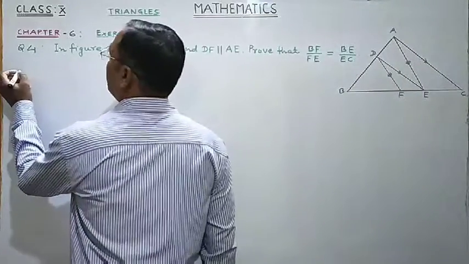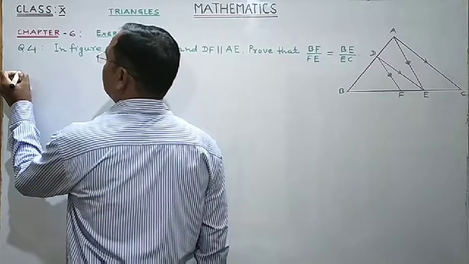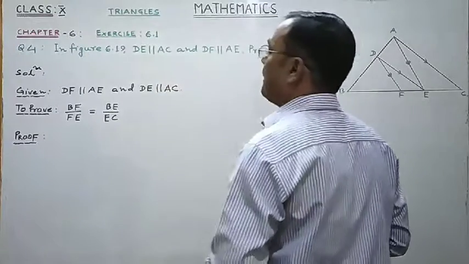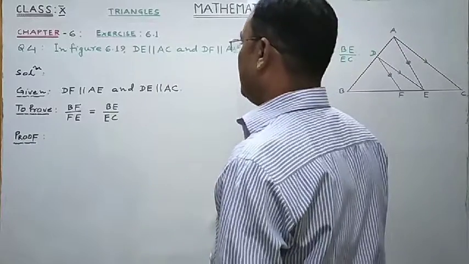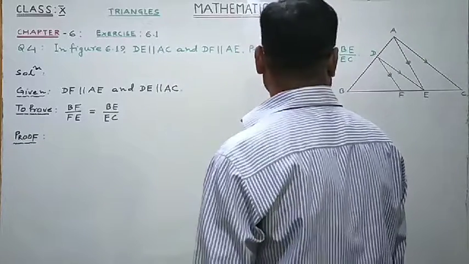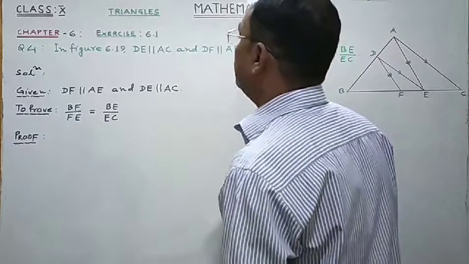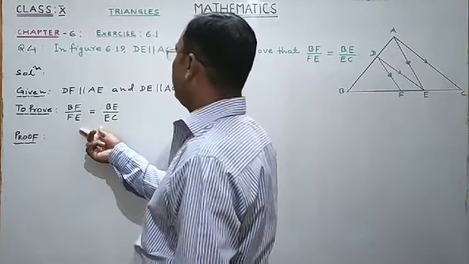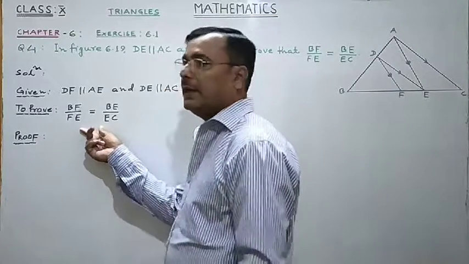Let's write the given information. Information given in the question are DF parallel to AE and DE parallel to AC, and we have to prove that BF by FE is equal to BE by EC.